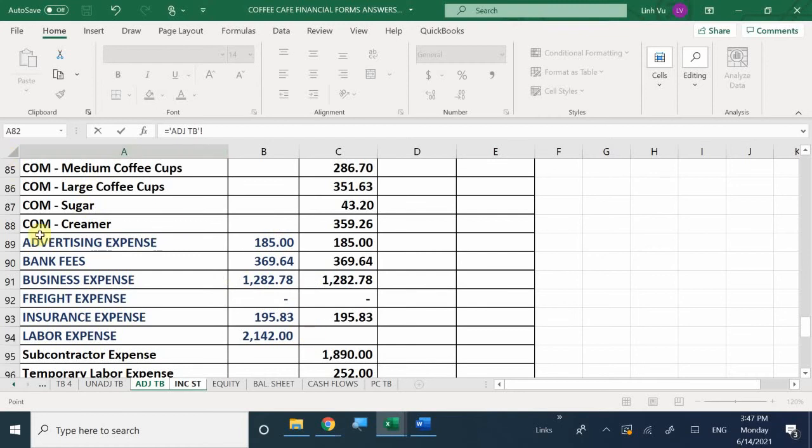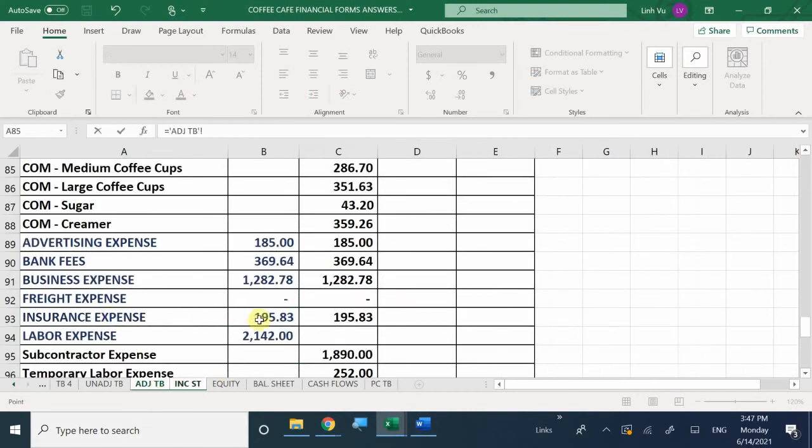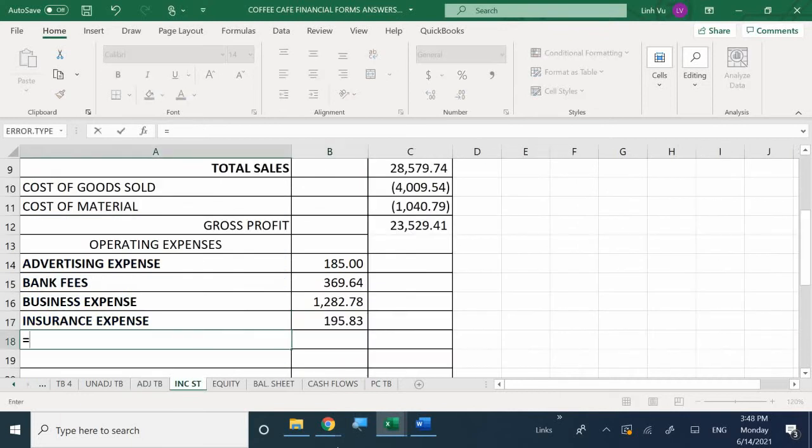Because there's no value there. So in this case, my next one is going to be insurance expense for a total of 195.83. 195.83. Okay.